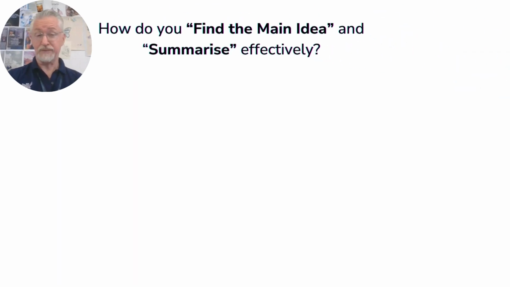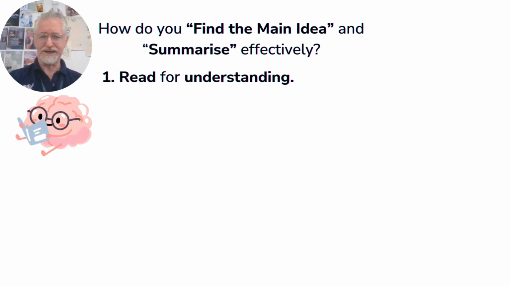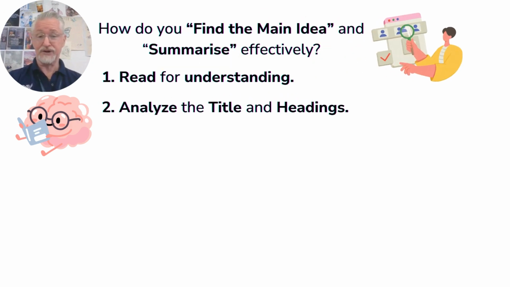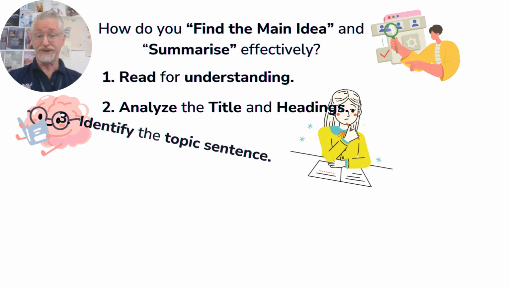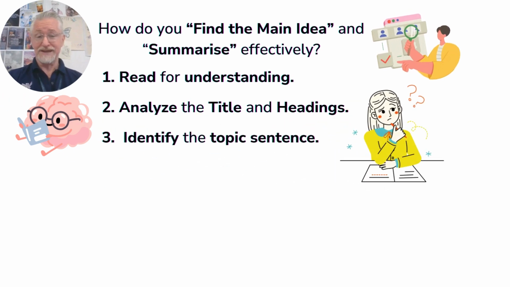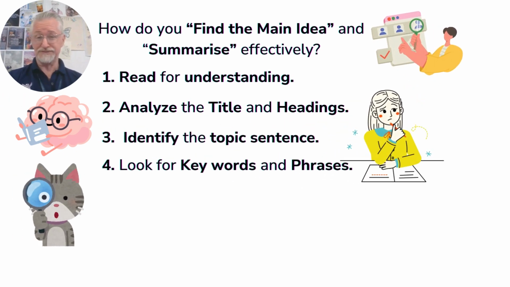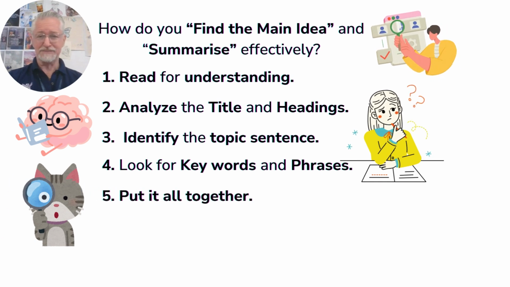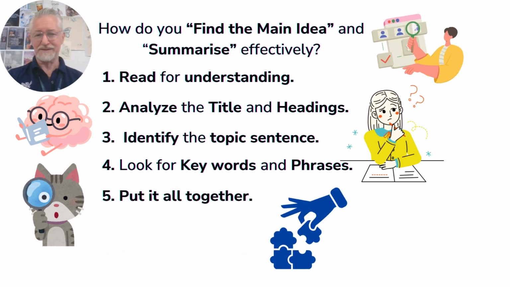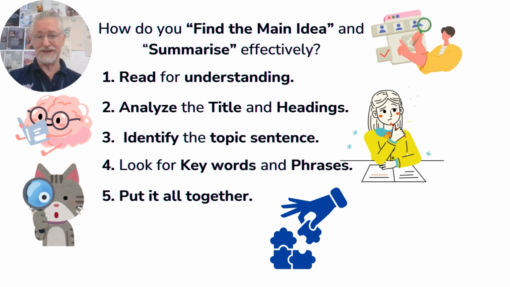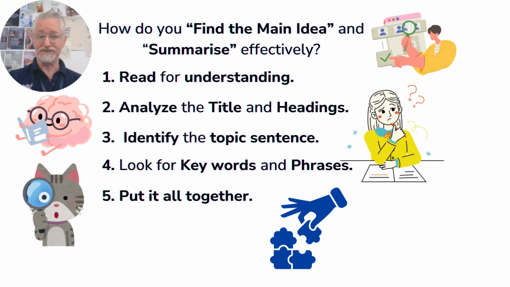So how do we find the main idea and summarize effectively? Well, there's 5 steps. First is to read for understanding, and this is the first step in everything that you do in language and literature. The second is to analyze the title and headings. The third is to identify the topic sentence. Number 4 is to look for key words and phrases. And number 5 is to put it all together in a summary that helps you understand and retain the information.